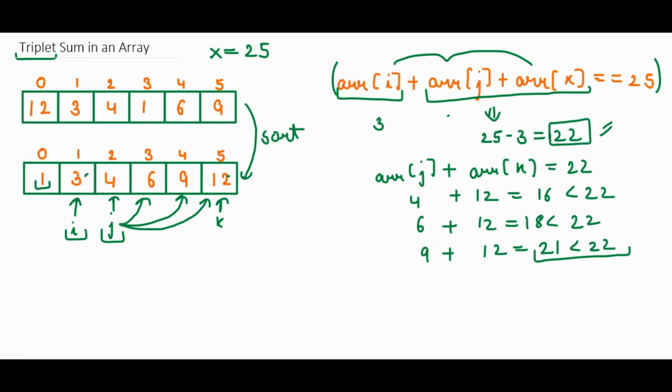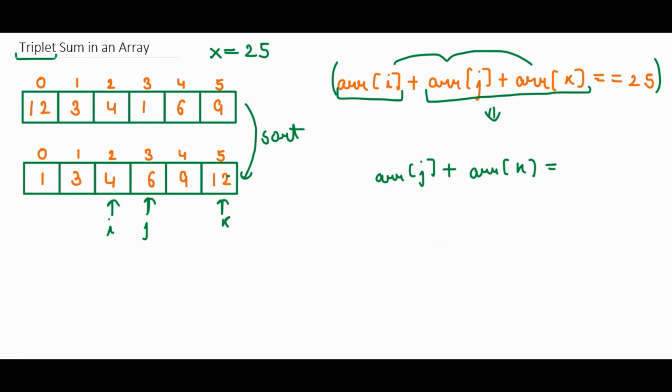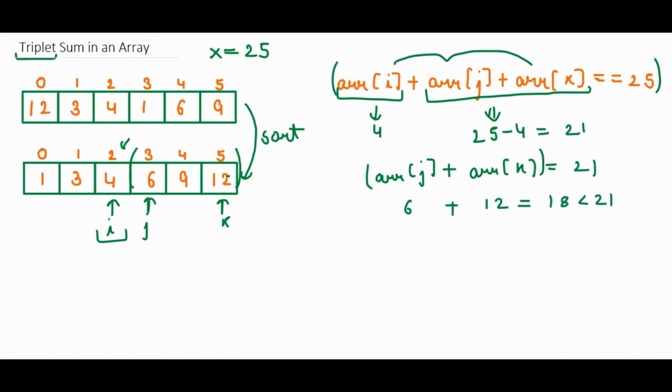So we will move forward. We will increase our i now. Now in this traversal, we have increased our i. Now it is pointing to the second position, right? So our i is 4 and our array of j plus array of k should now be 25 minus 4, which is equal to 21, right? So we need a pair sum which is equal to 21 in this part. Okay, so right now what we have, array of j is equal to 6 plus array of k is equal to 12. It is equal to 18, which is less than 21. We won't do anything, right? Now we will increase our j. Same thing will happen.